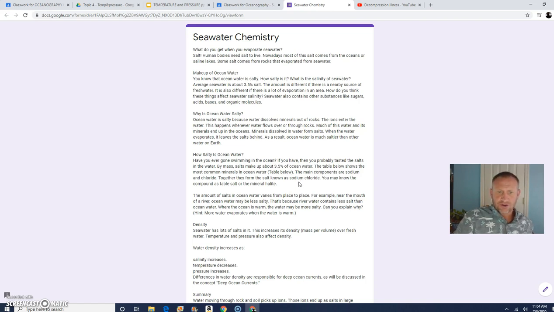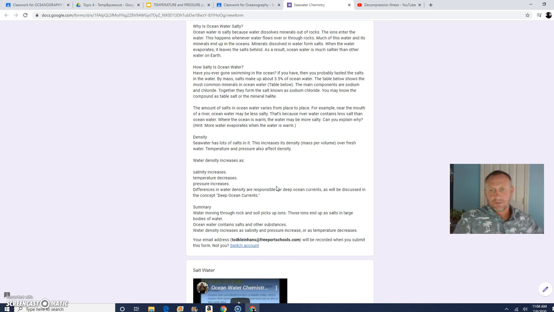The main components are sodium and chloride. Together they form salt known as sodium chloride. You may know the compound as table salt or the mineral halite. The amount of salt varies depending on where you are. If you're near an ocean, it's going to be more salty. If you're near a river, it's going to be less salty. And the temperature also determines the salinity. The higher the temperature, the more salt that can be dissolved in that water.